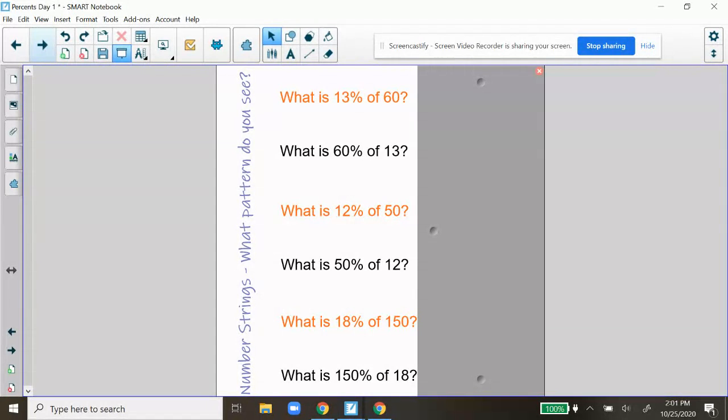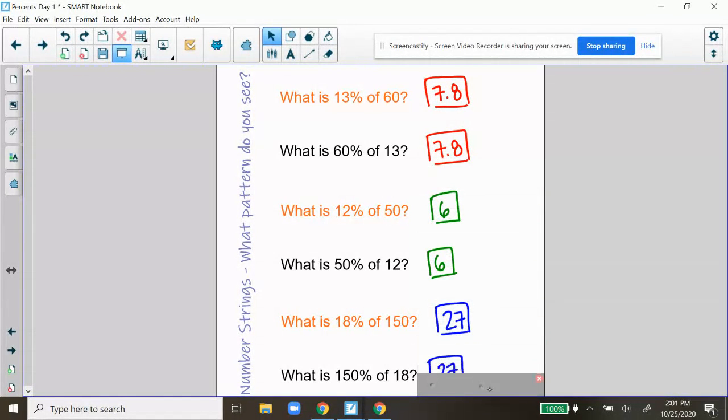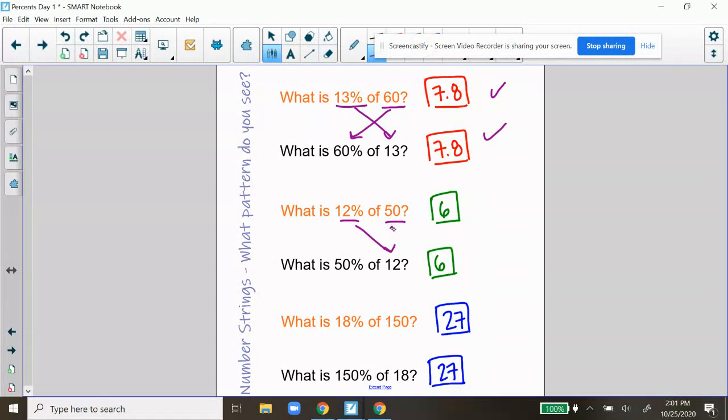All right, you're back. So hopefully you got these right. And I want you to look really carefully at the pattern you notice between the red, the green pair, and the blue pair. What do you notice? Do you see that these numbers switch places, but I still got the same answer? The same thing happens here, and I got the same answer. And the same thing happens here, and I got the same answer.